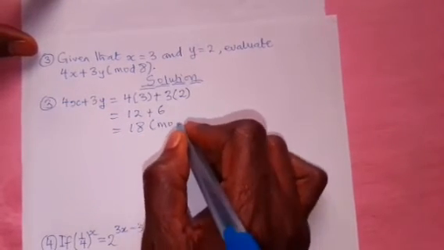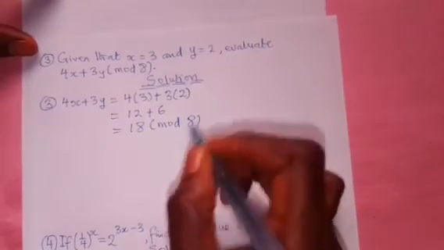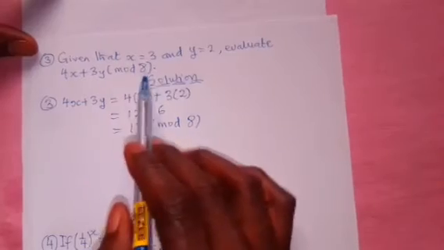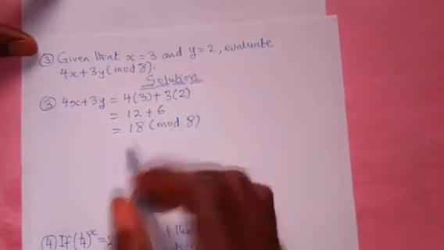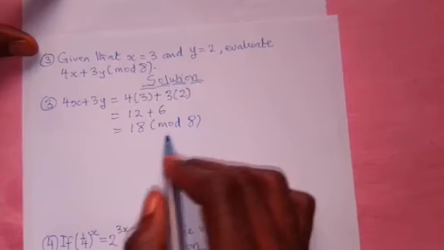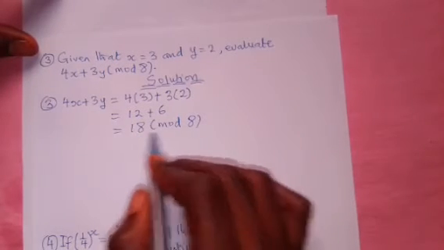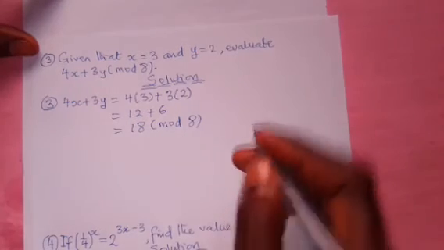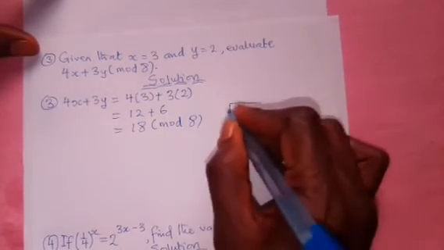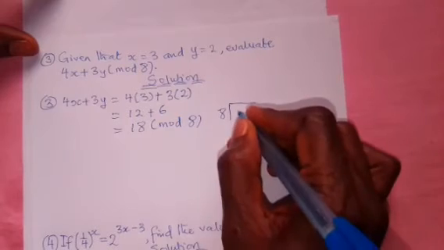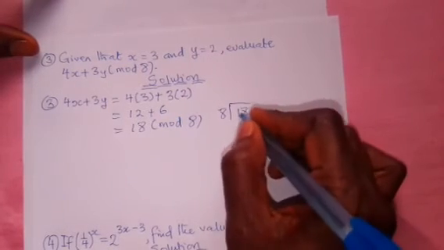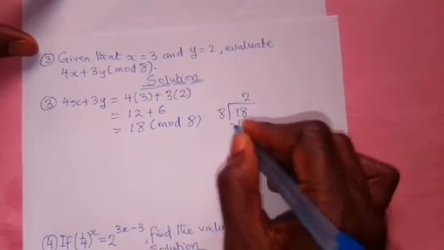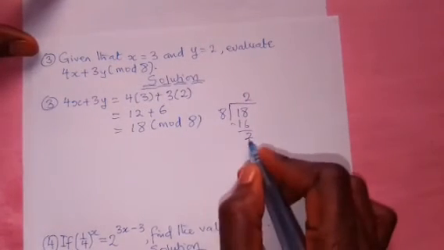Then we have to convert that 18 to mod 8, because what we are given is 4x plus 3y mod 8. Don't be scared when you see something like this. All you have to do is divide 18 by 8 and write down the remainder. So if we write out our 8 and our 18, when you divide 18 by 8, it gives us 2, which is 16. Subtract, and you have remainder 2. All right.